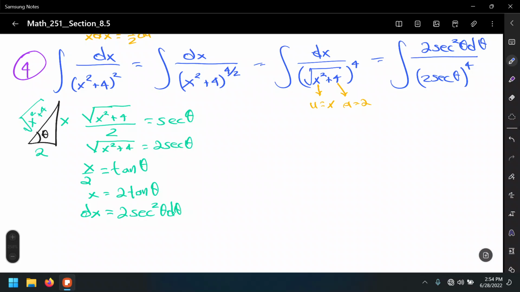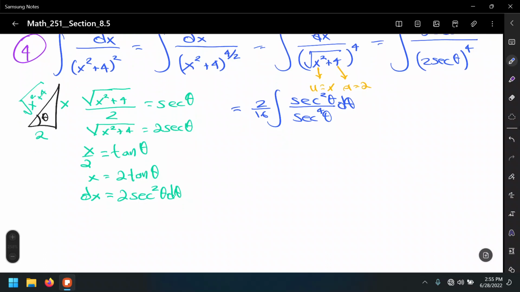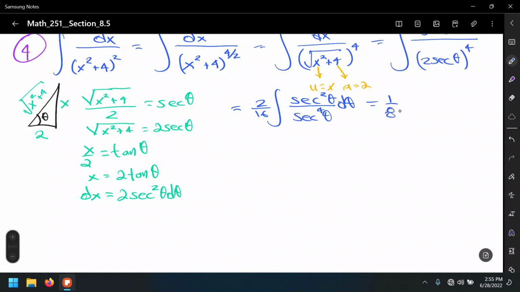Okay, so let's see. Let me take these 2 out of the integral, and that's a secant squared for now. And 2 to the 4th power, isn't that a 16? And we have secant to the 4th power. In this case, we can simplify this integral. 2 over 16, that's a 1/8, secant squared in the denominator.